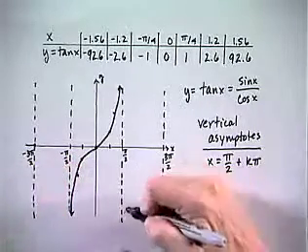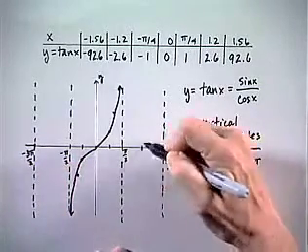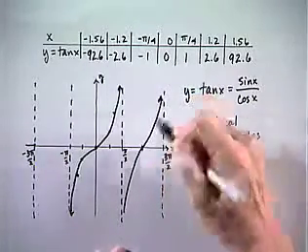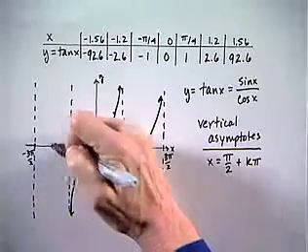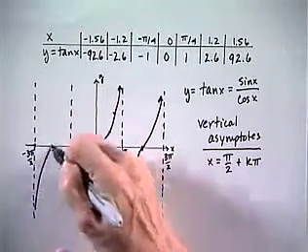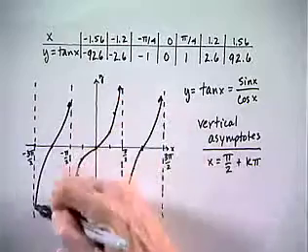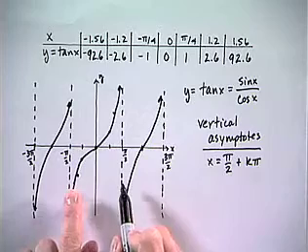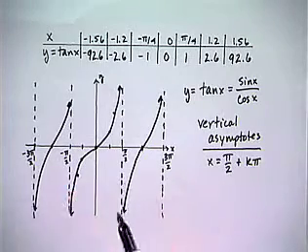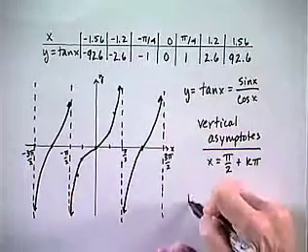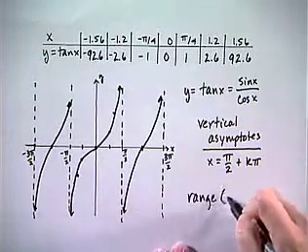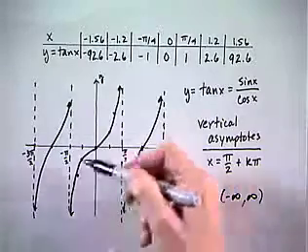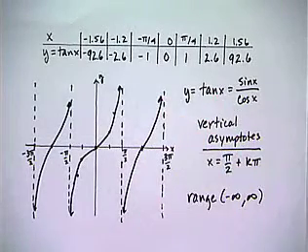And the tangent repeats that shape between each pair of vertical asymptotes. The center's over here. And so what I've graphed are 3 periods of the tangent, with the center being called the fundamental cycle. Notice that the range of the tangent is negative infinity to infinity. Goes down and up, negative infinity to infinity.